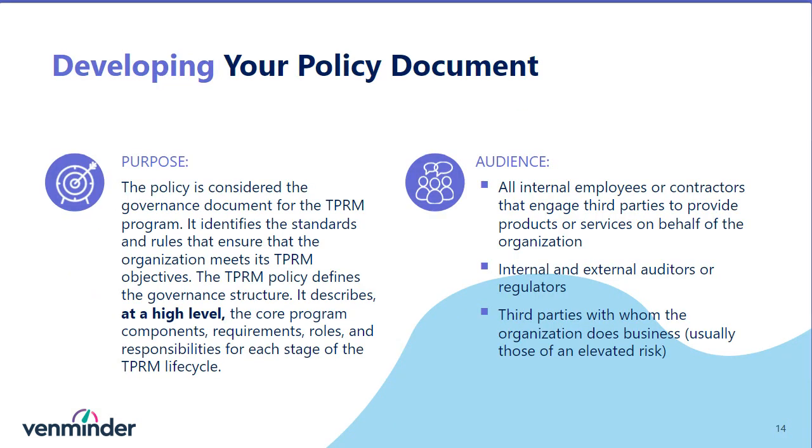So just before the poll, I asked you to think about who the audience was and the purpose for each document. So let's get into that a little bit and start with the policy because, again, this is your most important document, and it's the one you have to get right. First of all, your policy describes the third-party risk governance structure at a high level and should include core program components, requirements, roles, and responsibilities for each stage of your life cycle.